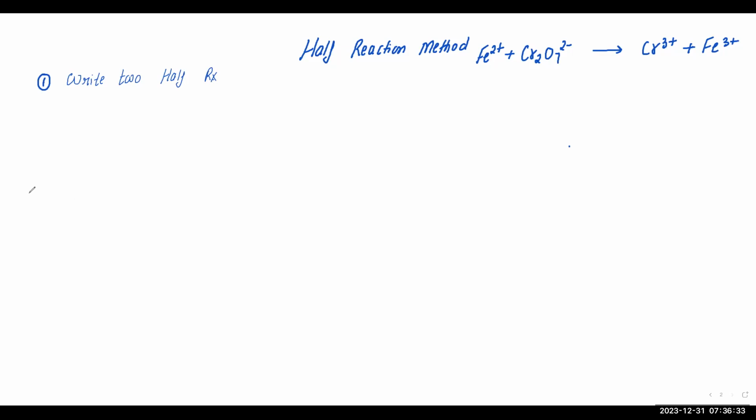Now don't worry about oxidation reduction. This method, half reaction method, is for children who are unable to understand how to calculate oxidation numbers. So I'm saying don't worry about anything. Just follow the rule. Write two half reactions. So one half reaction you can identify like this. Am I right? Fe2 plus to Fe3 plus.